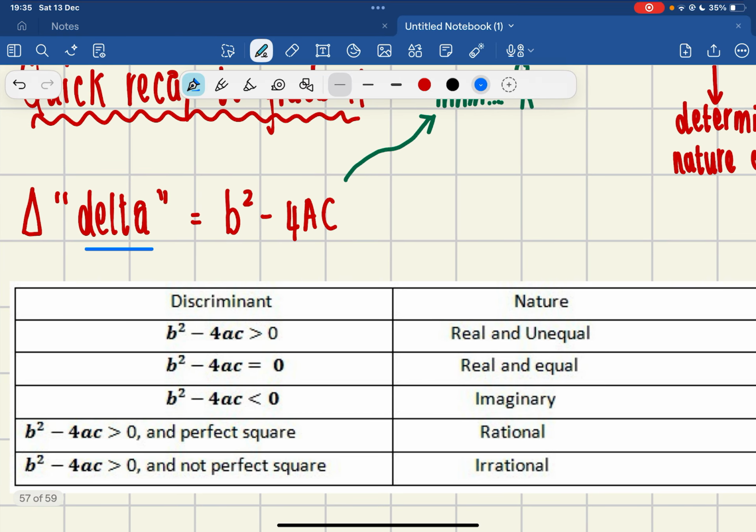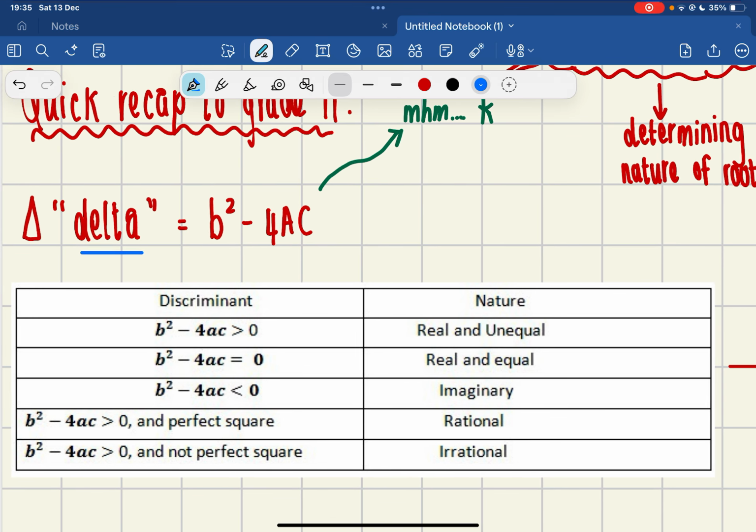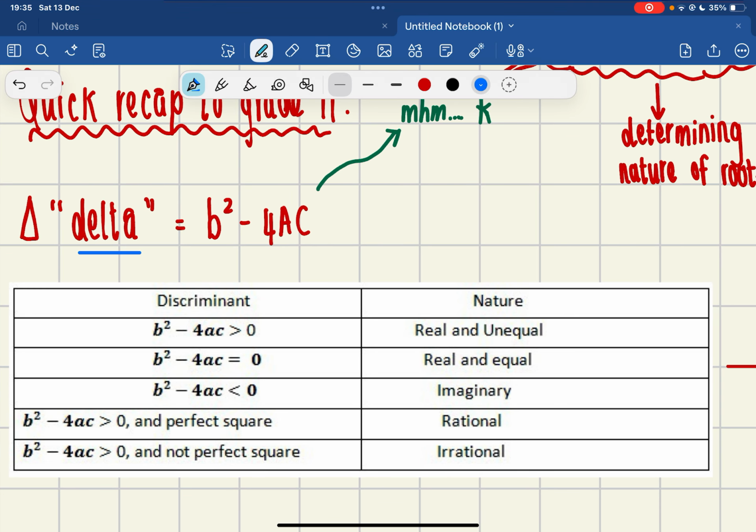So when you look at the table here, when delta is more than 0, as the table says, the nature of roots would be real and unequal. If delta is equal to 0, they would be real and equal. If delta is less than 0, they would be imaginary. And if delta is more than 0 and a perfect square, rational. If delta is more than 0 and not a perfect square, they would be irrational. So, boys and girls, I would advise that you know this table off by heart, because this will link in not only in this topic, but it will also link into your functions as well as calculus.